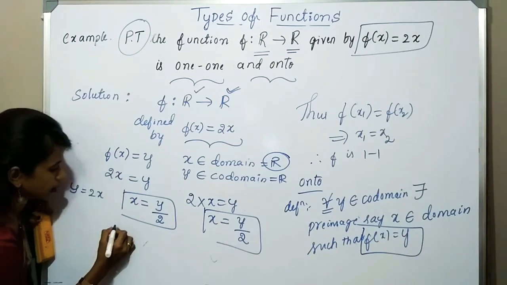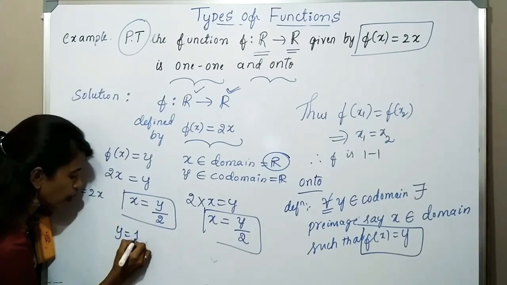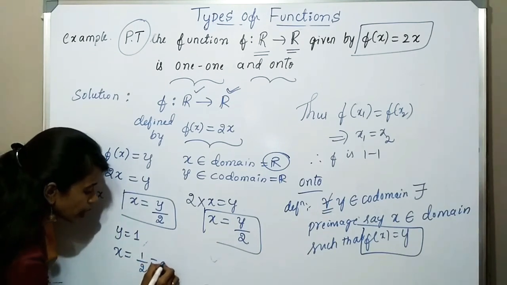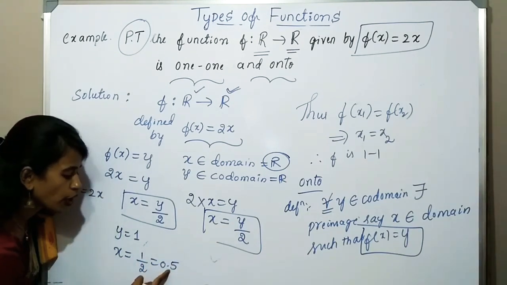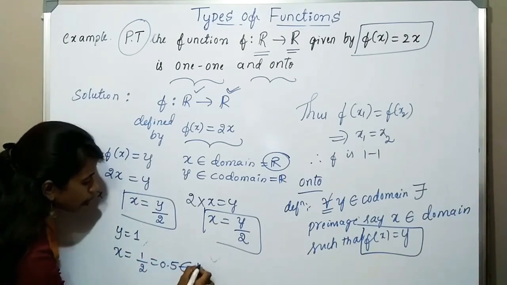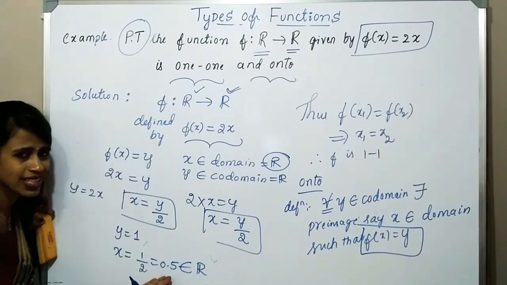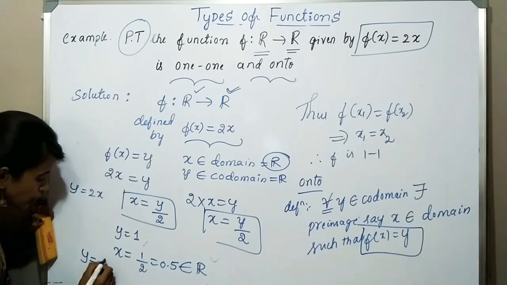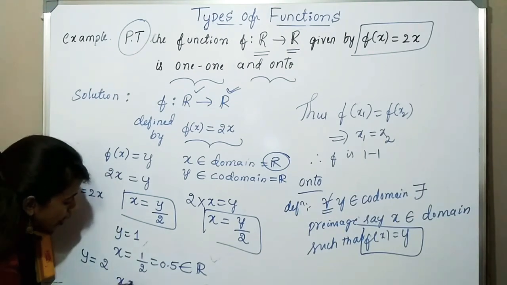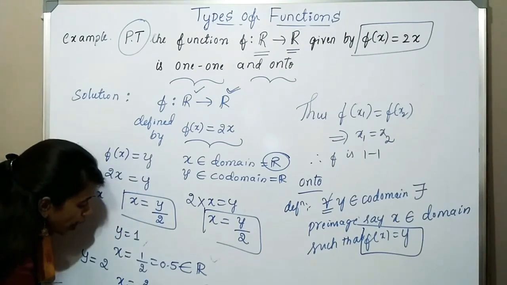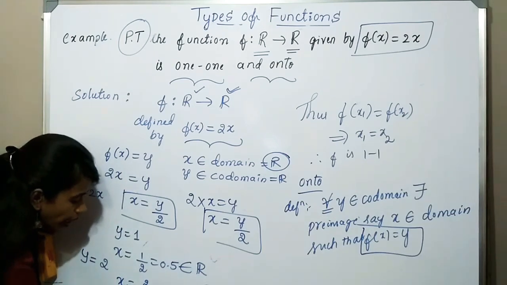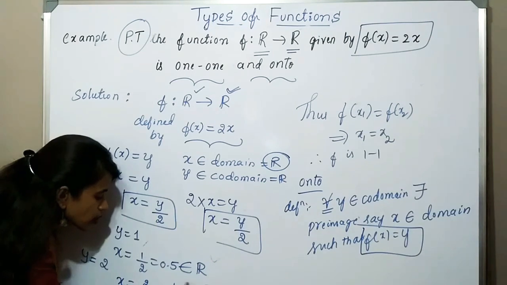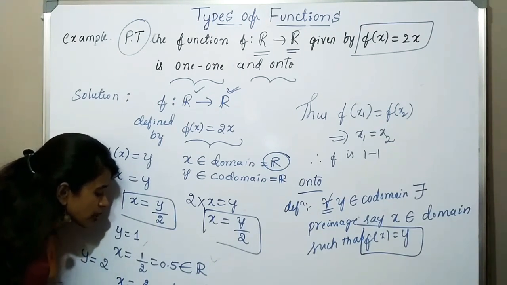If I take y is equal to 1, what about x? X is 1 by 2. 1 by 2 is 0.5. 0.5 is a rational number, therefore it clearly belongs to real number. Next, if I take y is equal to say 2, then x is equal to 2 by 2. 2 by 2 is 1. 1 is a natural number, therefore it is also a real number, because real number is a superset.